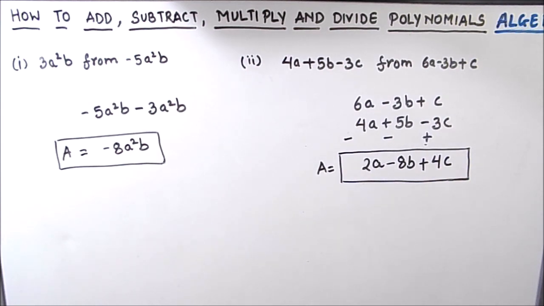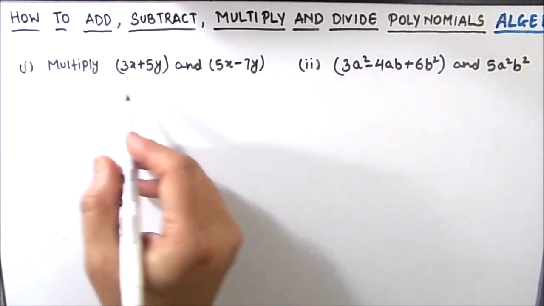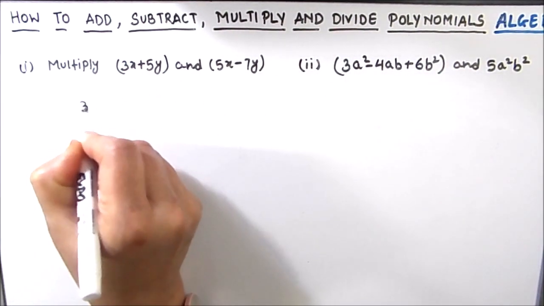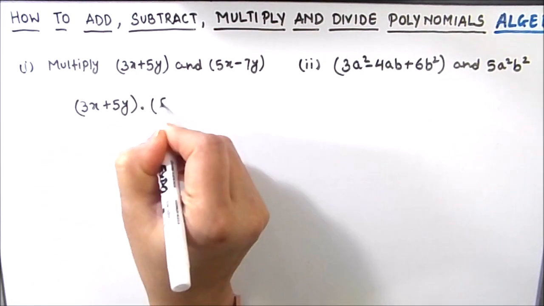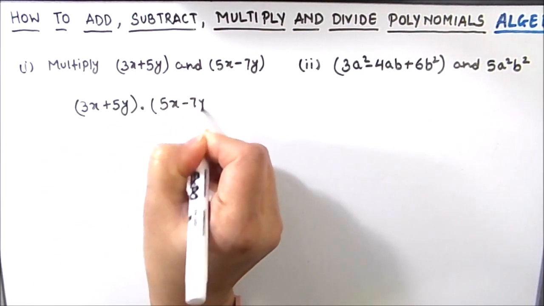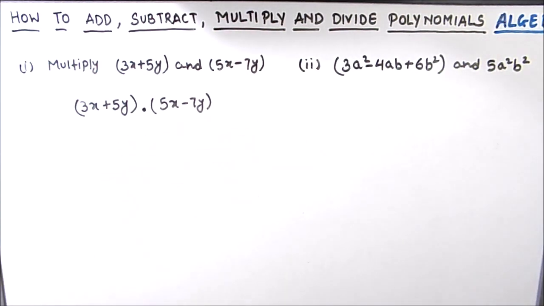Let's move on to multiplication of polynomials. For multiplication of polynomials, we use the distributive law of addition. So here we have two polynomials, 3x plus 5y, 5x minus 7y. You can use the product sign or the single dot to show that it is a multiplication of polynomial.